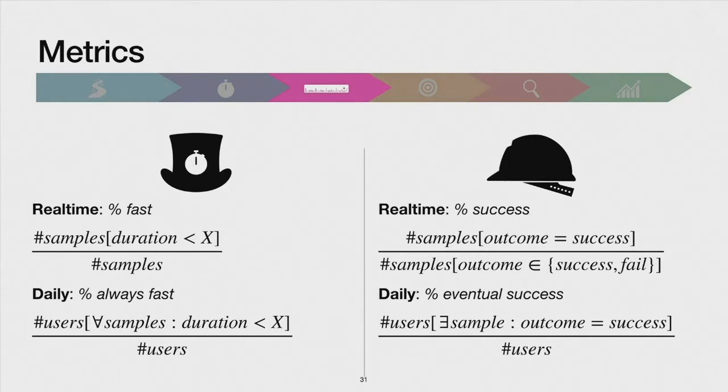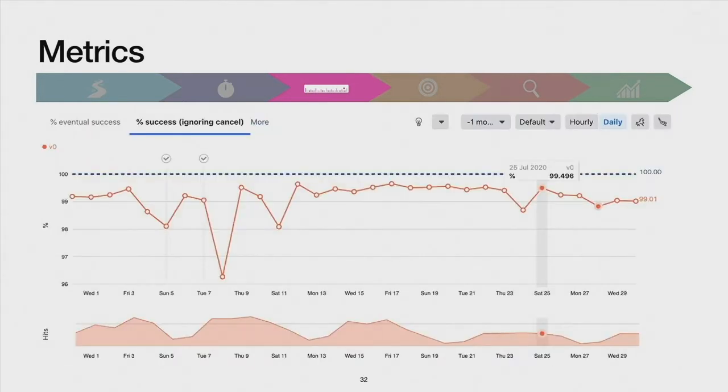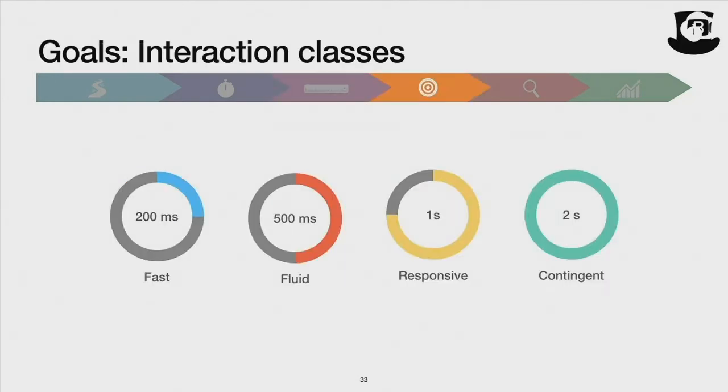We're looking at an additional metric, percent eventual success. This is to understand whether a user eventually reached their goal, perhaps by retrying, despite having a suboptimal experience. It helps us to understand whether a flow is completely broken or whether there are just some transient errors. Once a metric is defined, we can plot the values to get an initial understanding of how reliable the flow is. Next, we need to set goals on these metrics.